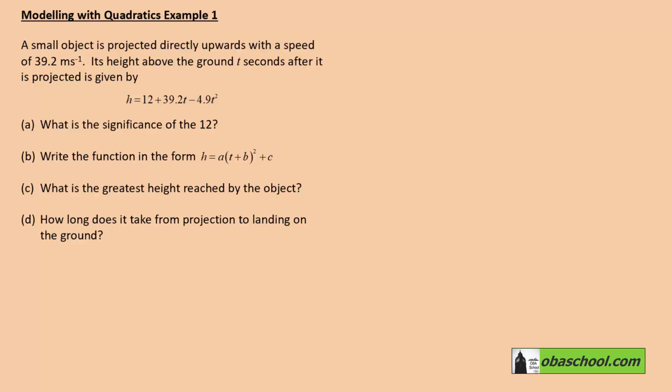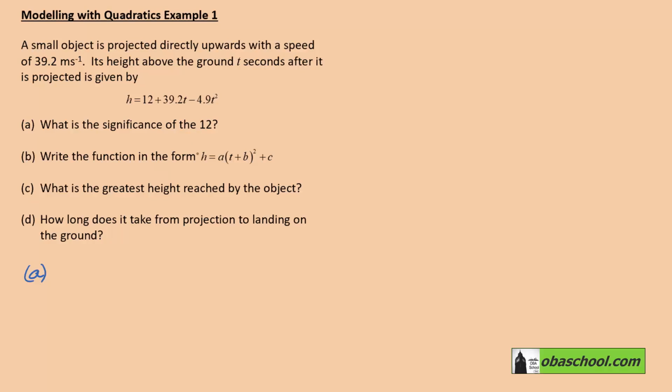A small object is projected directly upwards with a speed of 39.2 meters per second. Its height above the ground t seconds after it is projected is given by h equals 12 plus 39.2t minus 4.9t squared.